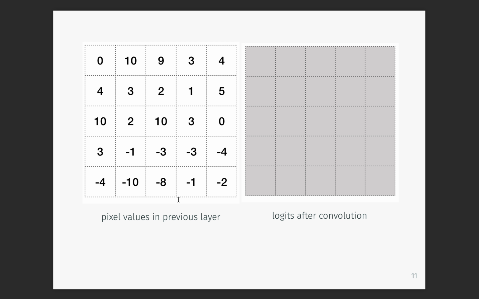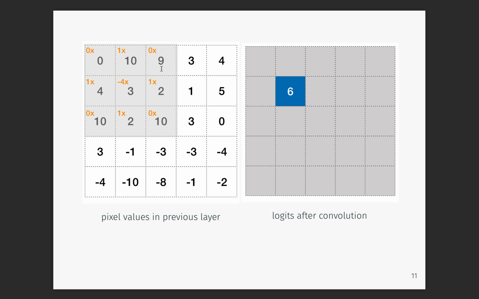So let's apply that to a picture. Here we have a 5 by 5 example. We have negative and positive values, and there's only one channel, so it's just a 2D matrix in this case.